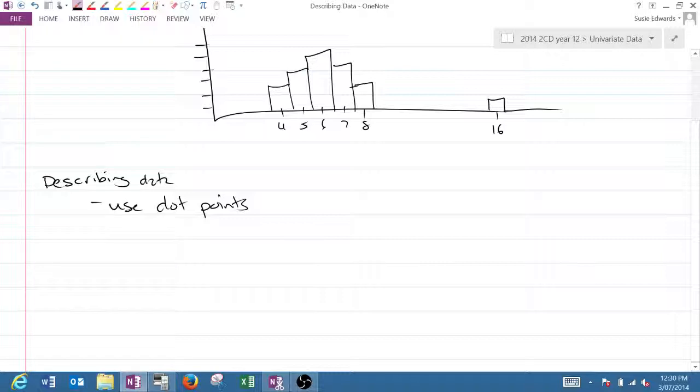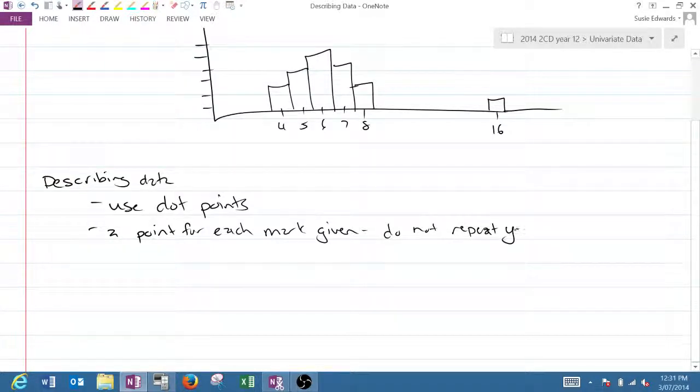So you say there's an outlier at 16. The main cluster of data is symmetrical. The mode is 6. And the range is 12. 4 different things. You don't need all your wordy stuff, okay? 4 different things, 4 separate marks, okay? So use dot points, a point for each mark. Do not repeat yourself. Right? Once you've done that, this ends up being pretty easy.